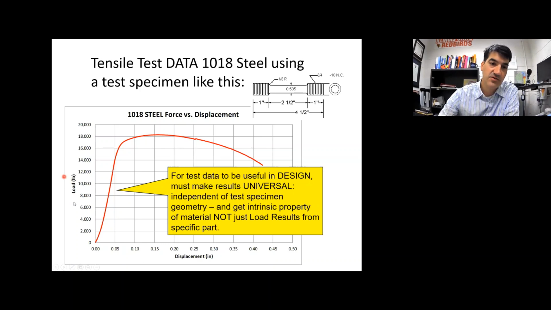So we take our load force in pounds force. This should be pounds force right here. Pounds force divided by the cross-sectional area of the part to give us stress. And we take the displacement in inches and divide by the original length. So this is the change in length. We're going to divide by the original length to get the strain.